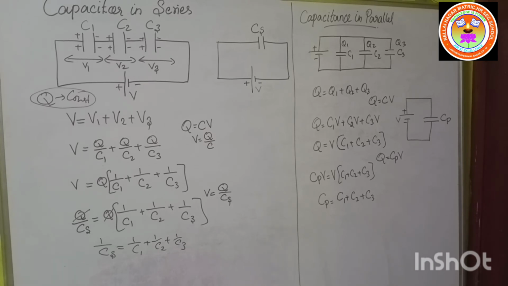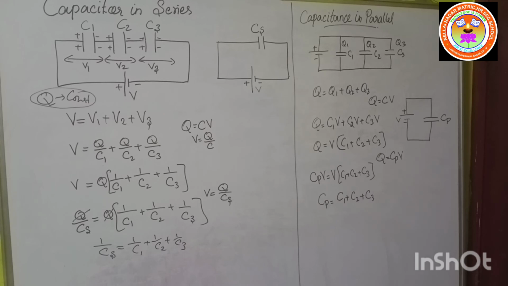For capacitance in parallel, here also we are going to consider 3 capacitors of capacitance C1, C2 and C3 connected in parallel. Parallel means we are connecting like this. If you see here, it is connected to the battery of voltage V, so the potential is constant. One end is given as positive, another end as negative, that is the battery voltage.